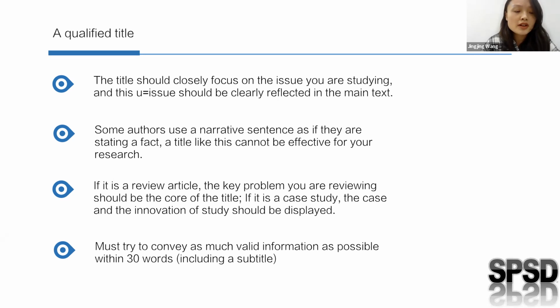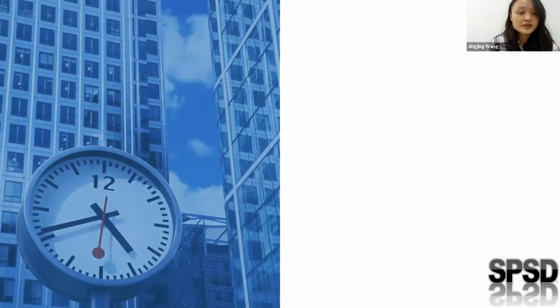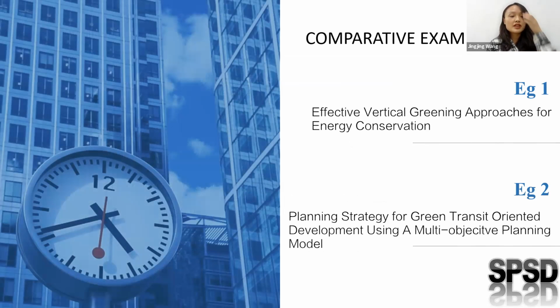Here, I will give a comparative example about effective titles. In the first example, you can see the study aim and a rough study object, but it is not accurate enough because it cannot be the whole subject. Otherwise, the scope will be too wide. And we cannot see the method from it. We cannot even tell whether it is a review or an empirical study from the title.